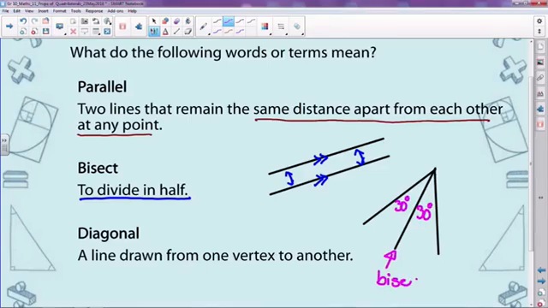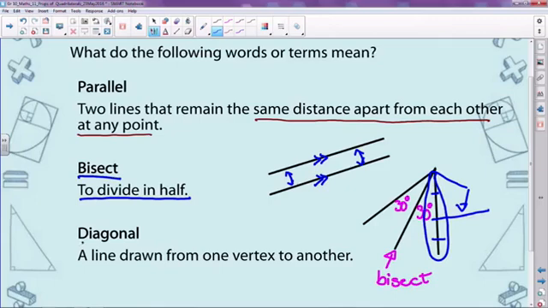And as I said, lines can also be bisected. So let's put in a little line over there, free hand. And if I were to tell you that this side is equal to that side, then that line has bisected this whole line over here. Okay, so bisect means to divide in half.